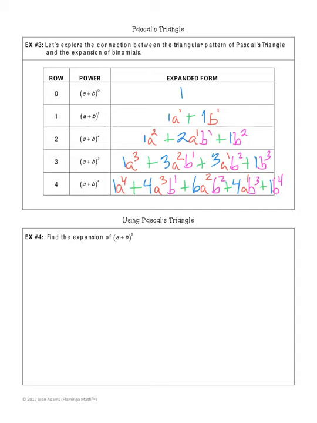So if you don't believe me, take (a plus b) to the 4th and expand it out. I personally would take (a plus b) squared times (a plus b) squared because you know that you get this, so you basically take this and multiply it by itself. So if you don't believe me, do that.